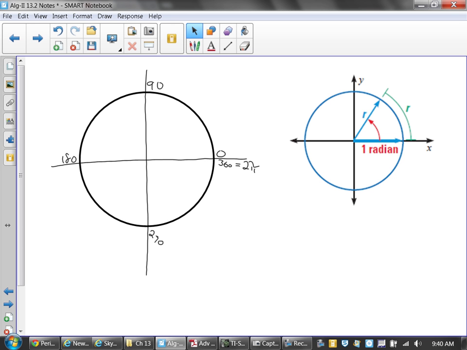180 would be considered the same amount in terms of pi as what? As just pi. So 180 is the same thing as pi. What would 90 be? Half pi, pi over 2. And what would 270 be? Very good, 3 pi over 2. Everybody see that? Are you getting those numbers?